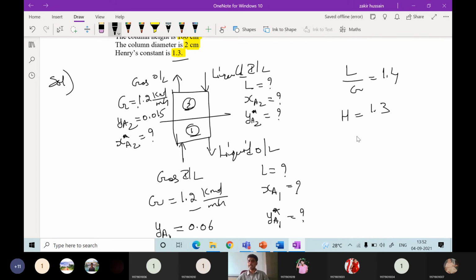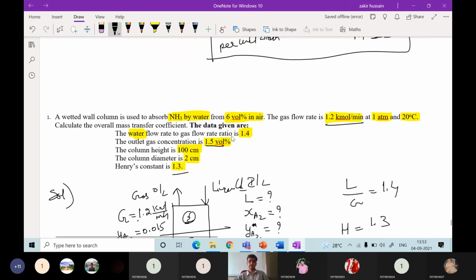1.3. Then the height of your column is 100 centimeter. Then the diameter of the column is 2 centimeter, they have given. So this is all the given data. Now what do we have to find? We have to find the mass transfer coefficient. Calculate the overall mass transfer coefficient.